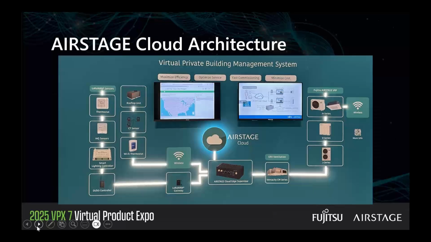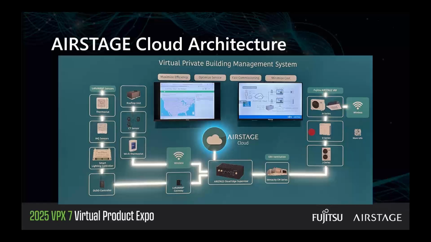Okay, so let's take a deep dive into AIRSTAGE Cloud and look at what AIRSTAGE Cloud is. From a hardware standpoint, the only thing that you have on your job site is this little black box called the Edge Supervisor. And the Edge Supervisor is going to connect to either your VRF system or your mini split system. So if you look over here on the right-hand side, these are all the different devices that connect natively into our AIRSTAGE Cloud system.